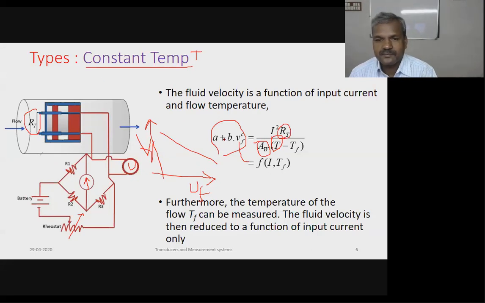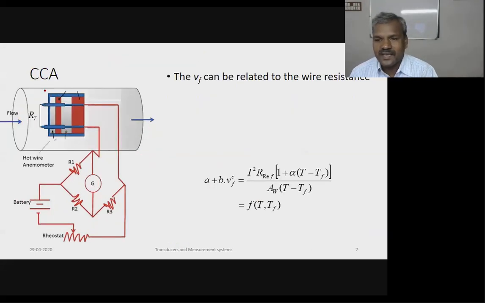This is constant temperature type. Another type is constant current type. Here, the velocity of flow can be related to the wire resistance, the same relation. Here in the constant current type, we are maintaining constant current. The reference resistance is also constant. So here we maintain constant current, but there will be a variation in the temperature. Since there is a variation in temperature, the velocity of flow is a function of the temperature of the wire. The temperature of the wire again is a measure of change in resistance, del RT.